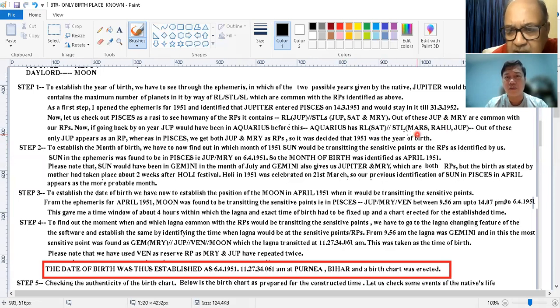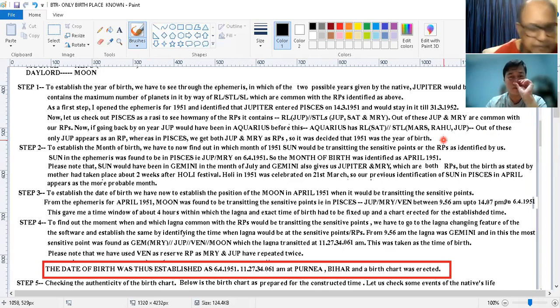Star Lords are Mars, Rahu, and Jupiter. So out of these four, only Jupiter appears as an RP, whereas in Pisces, we get both Jupiter and Mercury as RPs. So it was decided that 1951 was the year of birth. This is clear, no?